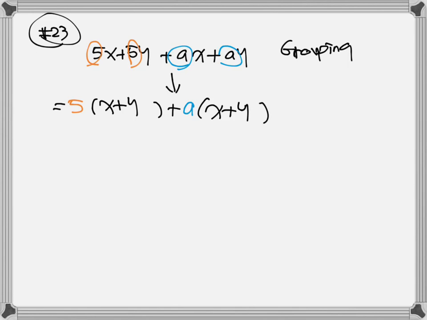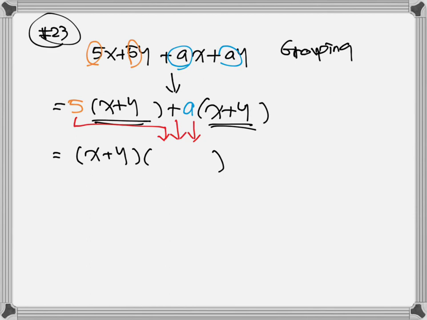Now after that, you check the parentheses. They must be exactly the same. So you only need 1 of them; it doesn't matter which one, pick the one you like. We only want 1 of the x plus y. After that, you go back to the previous steps. Whatever is outside the parentheses, you bring into the empty parenthesis. Then that's your answer.